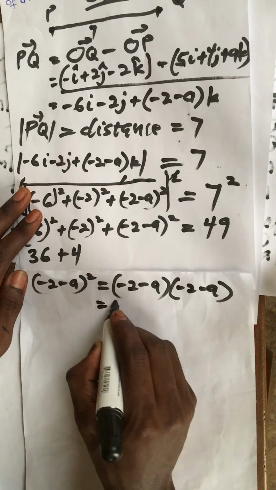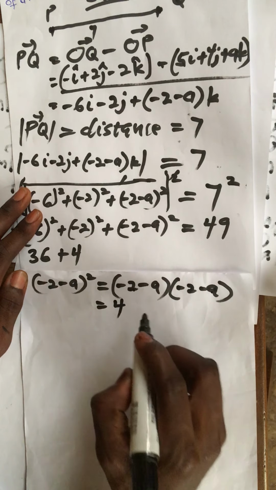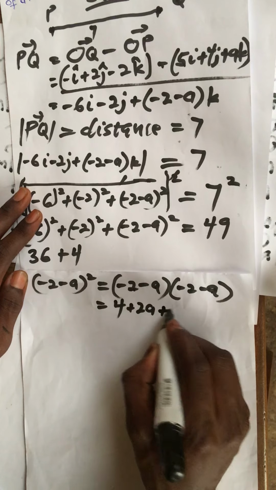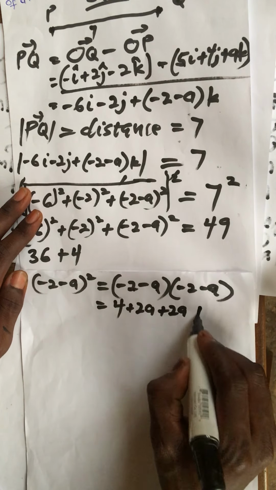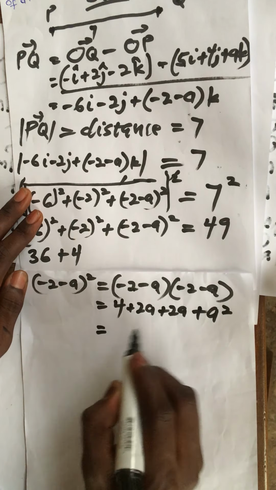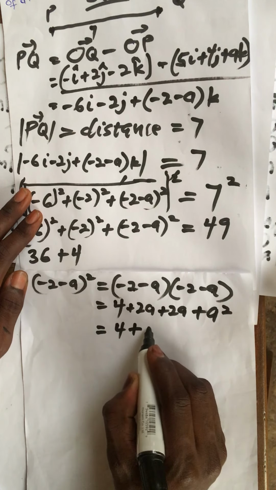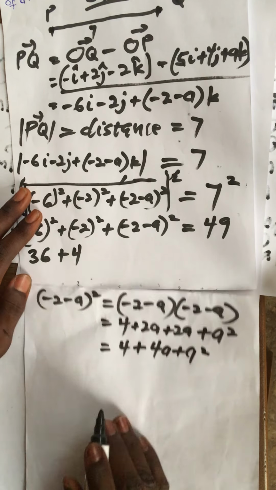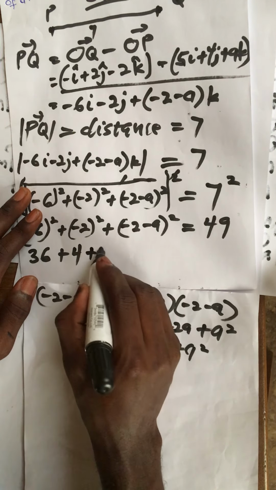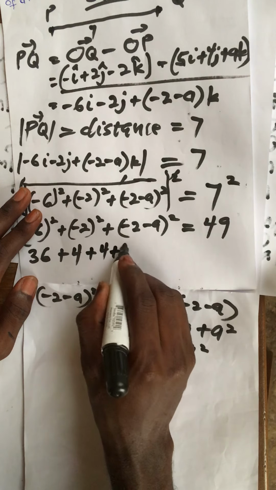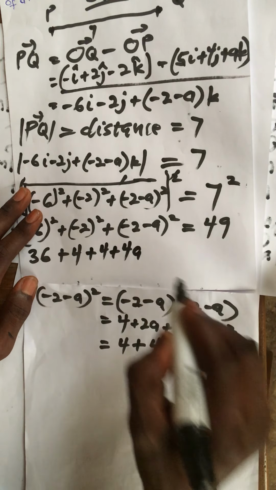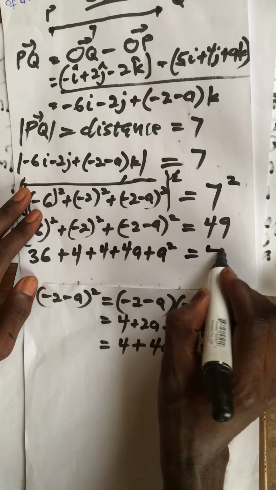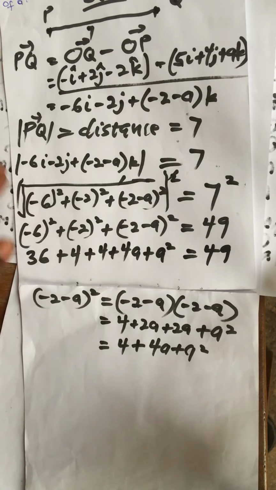This multiplies this, which will give us 4. This multiplies this, which will give us plus 2a. This multiplies this, which will give us plus 2a. And this multiplies this, which will give us a square. So this will be equal to 4 plus 4a plus a square. Are you getting it? So 4 plus 4a plus a square must be equal to 49. Are you guys okay?